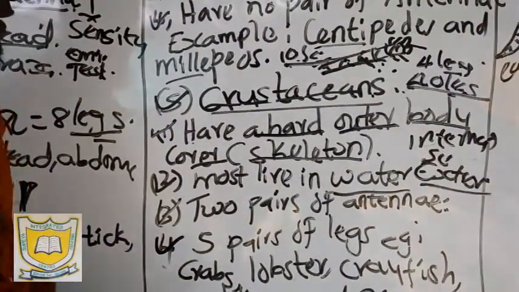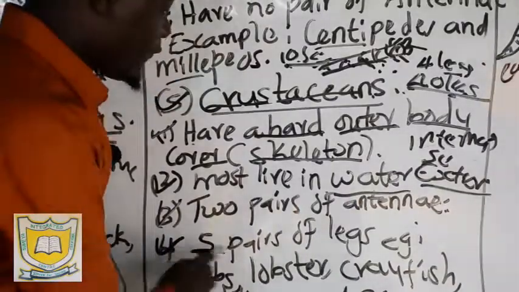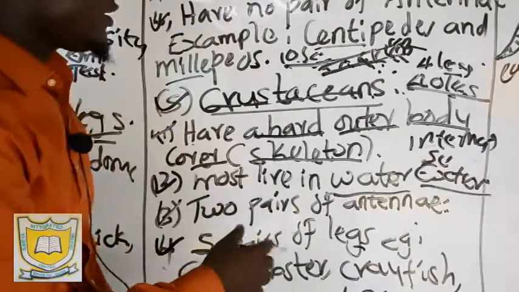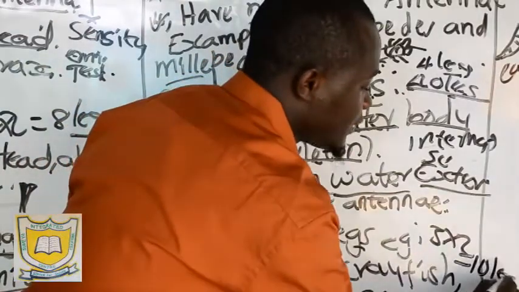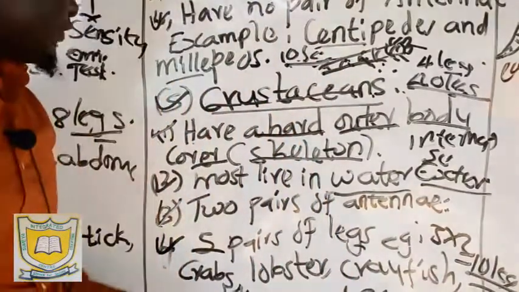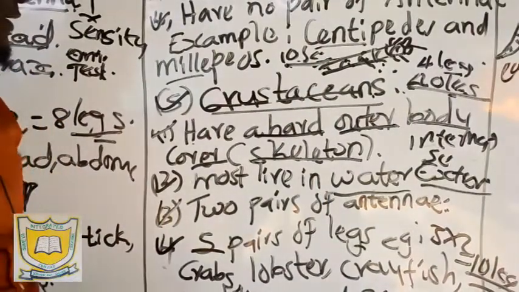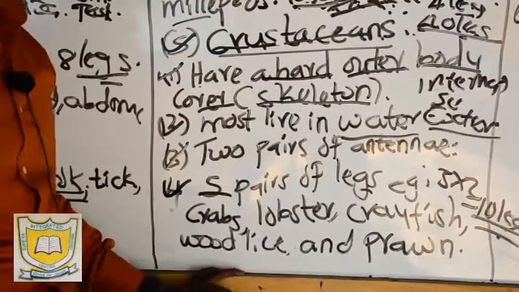Then that's number 4, they have 5 pairs of legs. 5 pairs of legs totals to 5 times 2, which will give us 10 legs. Their legs have a total of 10 legs. That's all about the characteristics of crustacea.